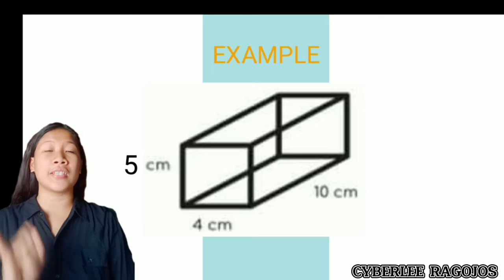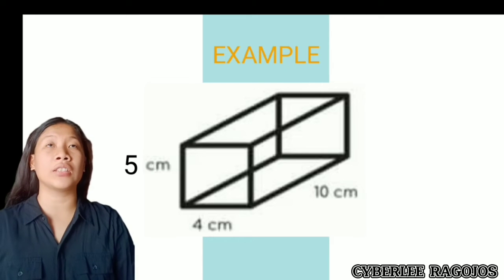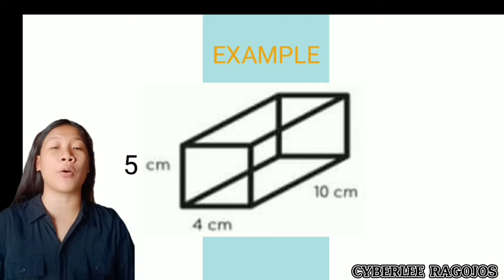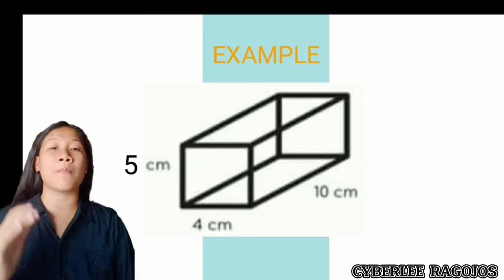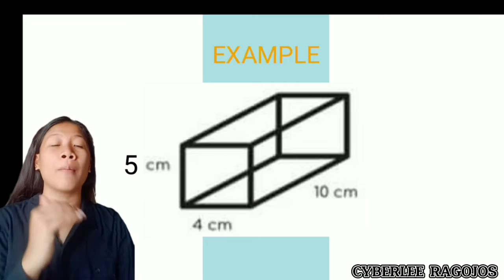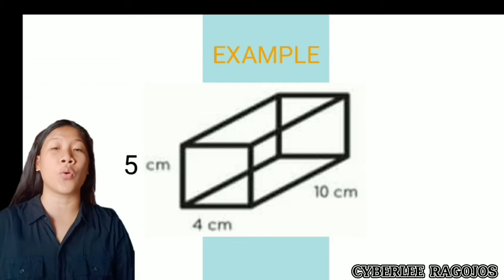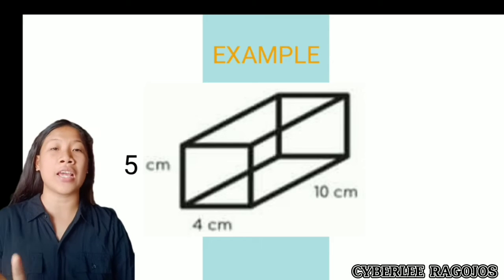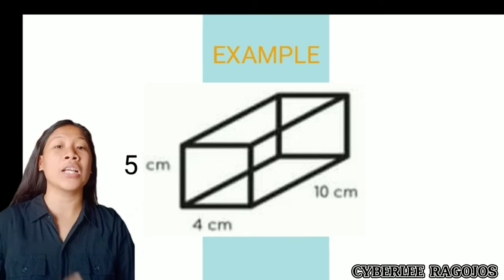So, first step, nung sa kanina na sinabi natin yung mga step, the first step is identify the shape of the bases. The shape of the base depends on what type of prism it is. So, ano nga bang type ng prism na ito? This is a rectangular prism, which on one side meron siyang 4 cm and the other side is 5 cm.